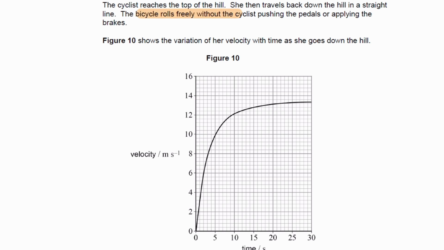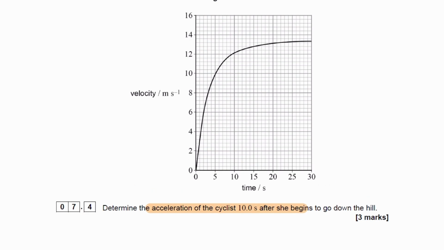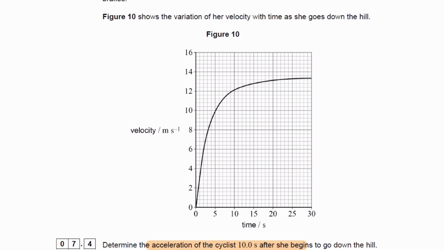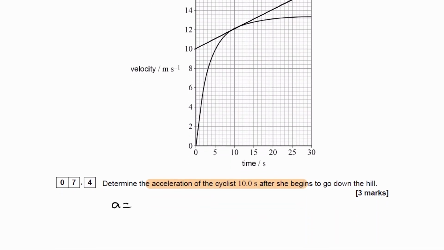And we want to, in this question, determine the acceleration of the cyclist 10 seconds after she begins to go down the hill. So, to get the acceleration from this graph, we have a velocity time graph. We can work out the gradient at 10 seconds, and that will be our acceleration. So we can draw a tangent at this point, which would look something like that, and then we can work out the gradient of that line. So the gradient of that line, acceleration would be change in v over change in t, which is the gradient.